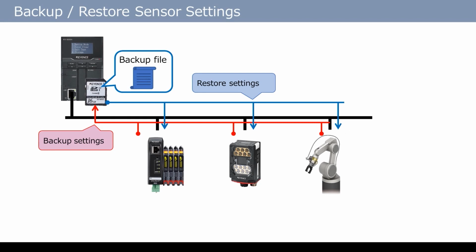If the backup restore function is used, all the settings can be backed up in a batch file. This batch can then be used to rewrite the sensor parameters to the original settings. Therefore, the time and labor necessary for sensor replacement is greatly reduced.